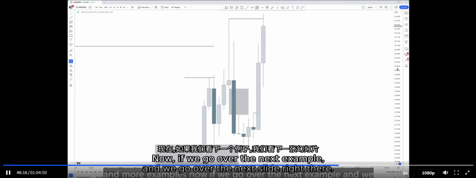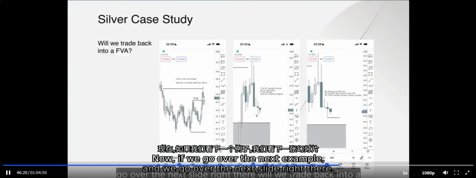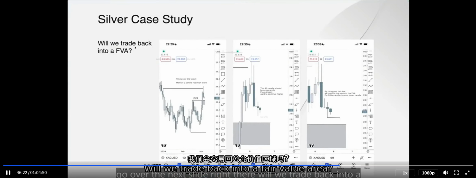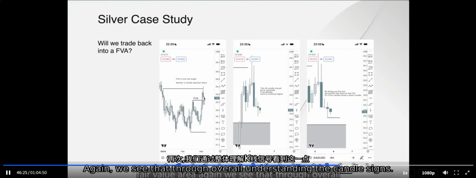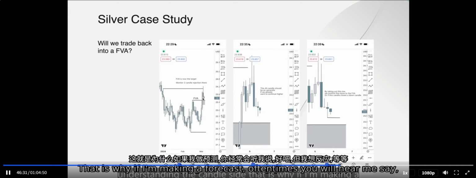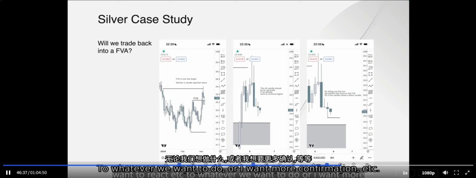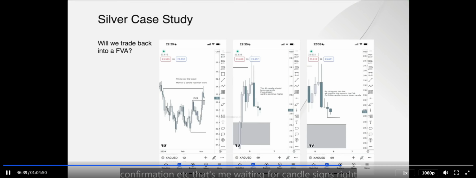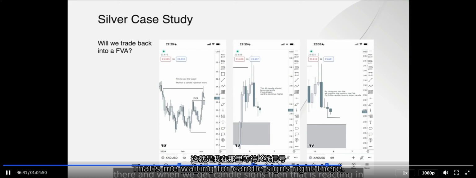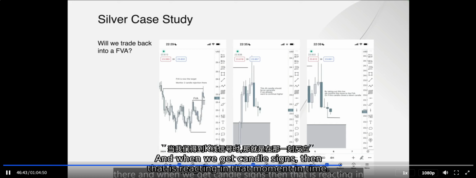Now, if we go over the next example, and we go over the next slide right there, will we trade back into a fair value area? Again, we see that through overall understanding of the candle signs. That is why, if I'm making a forecast, oftentimes you will hear me say, all right, but I want to react, etc., to whatever we want to do, or I want more confirmation, etc. That's me waiting for candle signs right there. And when we get candle signs, then that is reacting in that moment in time.